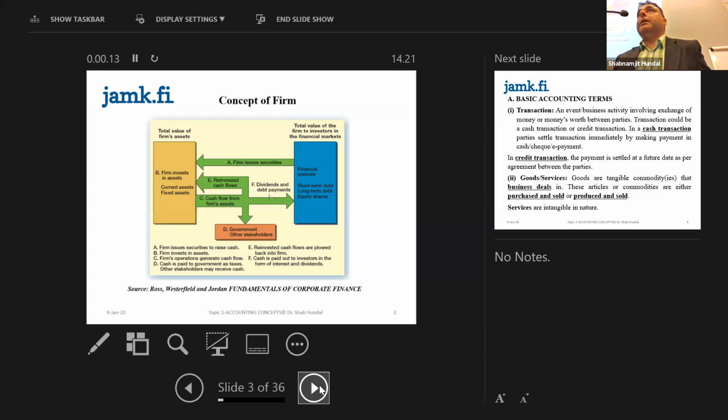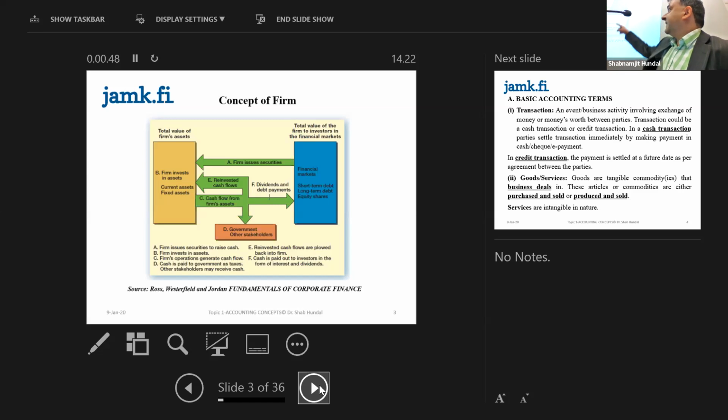Before we study accounting or finance, it's very important that we know the company, or a firm. This is the network of the companies of the finance or the accounting main activities. If you look at point A, it's very important. This is not just about accounting and finance, it's all about your organization, the whole company.